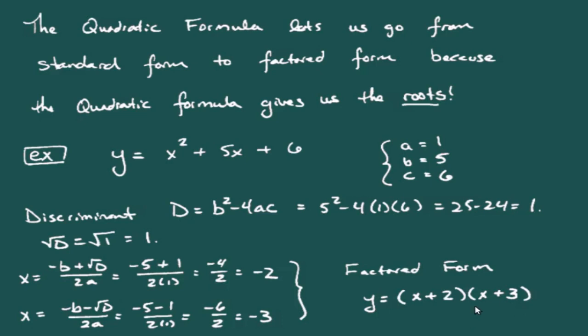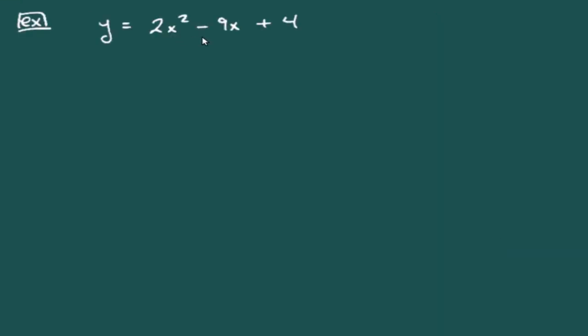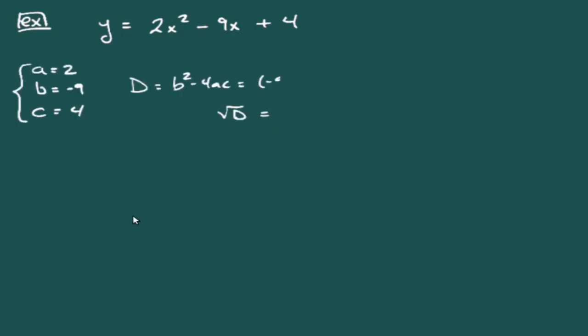Let's look at another example and take it through from start to finish. So suppose somebody gives us y is equal to 2x squared minus 9x plus 4. Well, again, identifying our a, b, and c, we've got a is equal to 2, b is equal to negative 9, and c is equal to 4. Computing our discriminant, b squared minus 4ac, we've got negative 9 squared minus 4 times 2 times 4, which gives us a value of 49 for our discriminant.